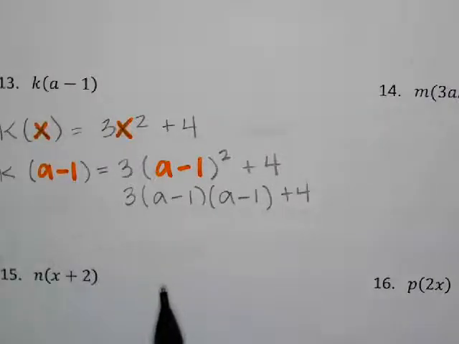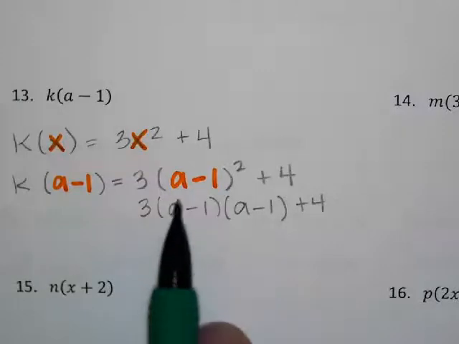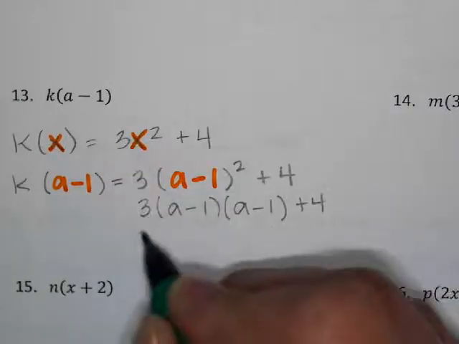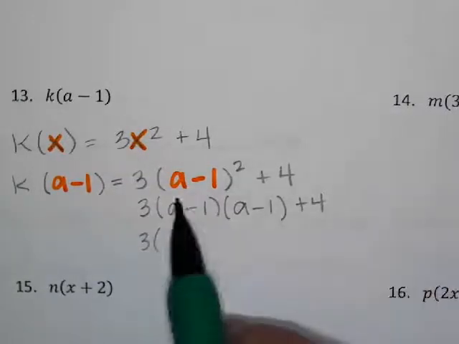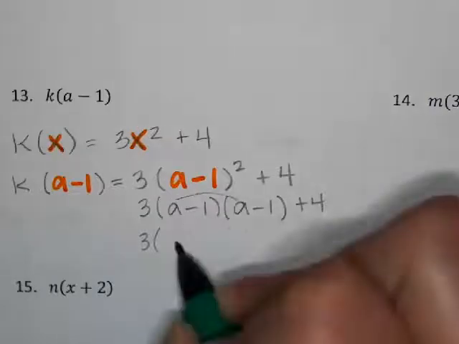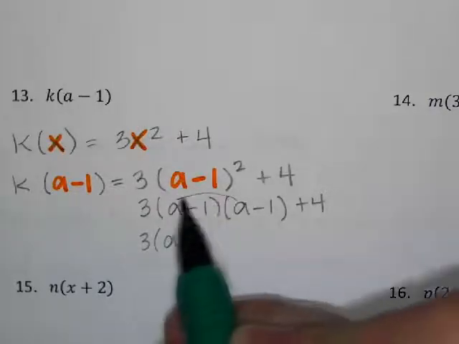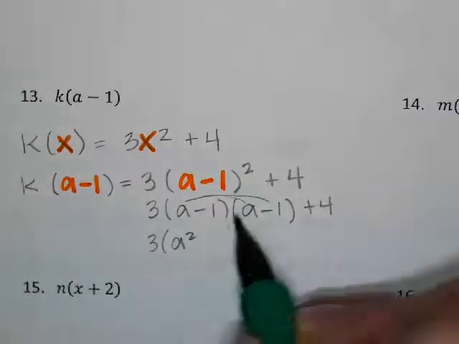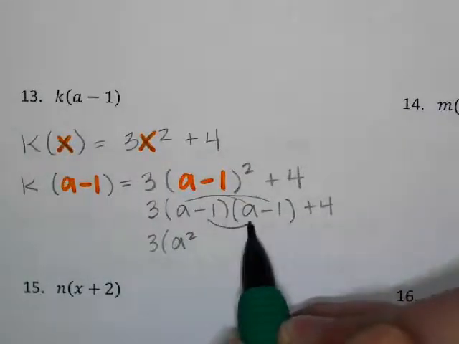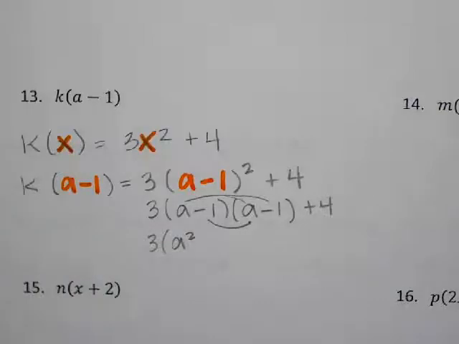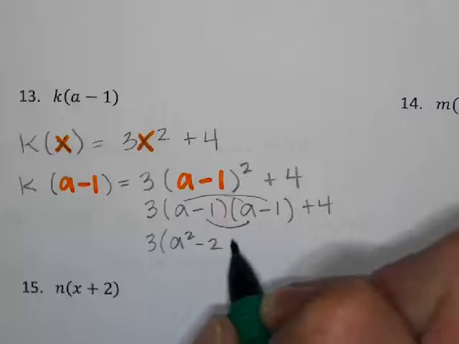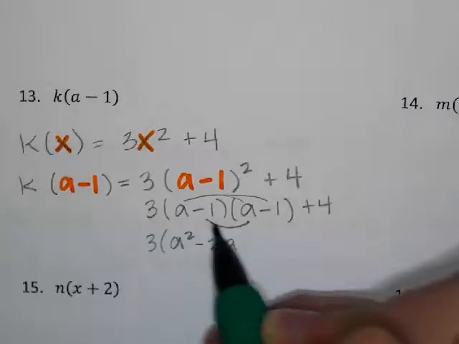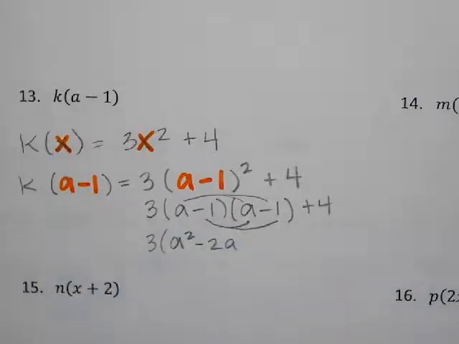All right. So we're going to leave the 3 in the front, right? But we have a times a. A squared. Perfect. And then we have a times negative 1. Negative 1a. And then we have another negative 1 times a. Negative 1a. So if we have a negative 1a and a negative 1a, so negative 2a, okay. And then we have a negative 1 and a negative 1. That's positive 1. Then plus the 4.